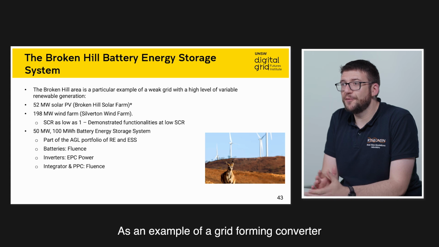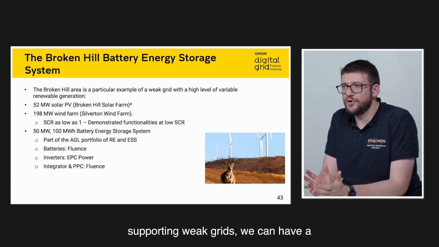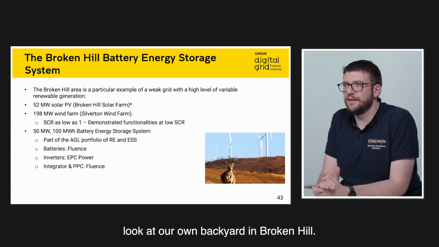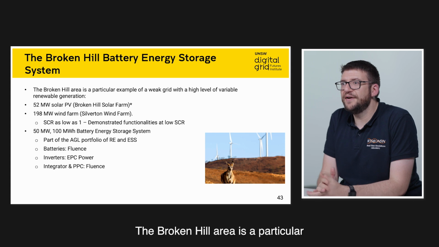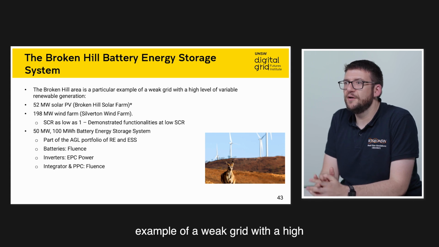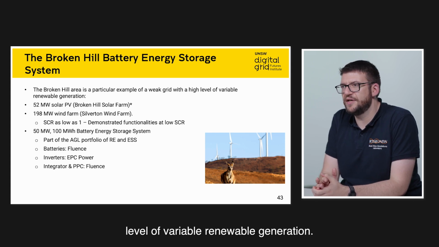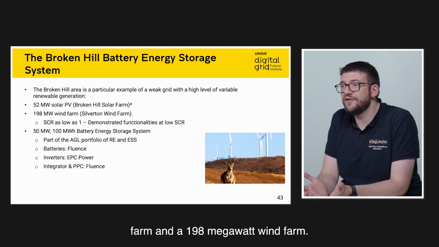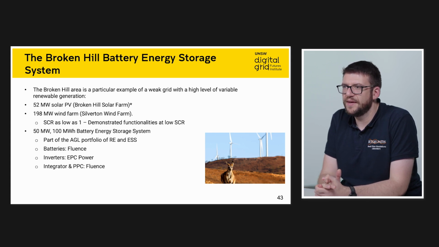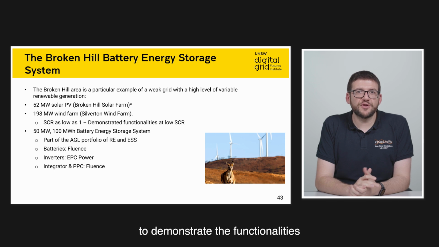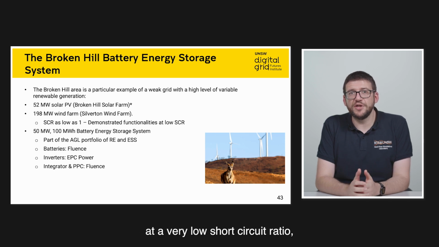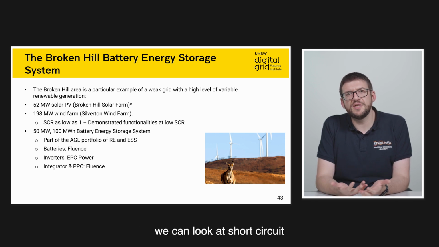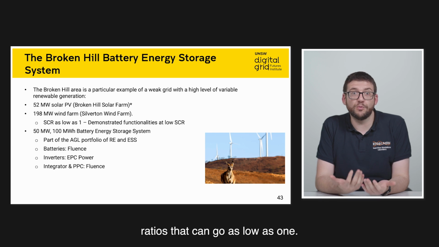As an example of a grid-forming converter supporting weak grids, we can have a look at our own backyard in Broken Hill. The Broken Hill area is a particular example of a weak grid with a high level of variable renewable generation. This includes a 52 megawatt solar farm and a 198 megawatt wind farm. In that particular area, if we are to demonstrate the functionalities at a very low short-circuit ratio, we can look at short-circuit ratios that can go as low as 1.